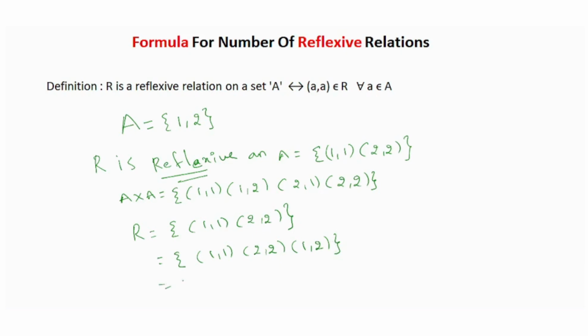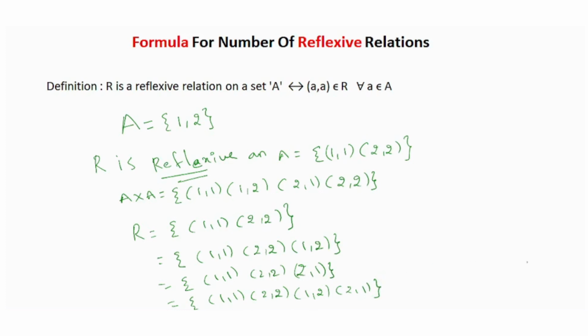Or else we can take (1, 1), (2, 2), and along with these two, can we take (2, 1)? Yes, (2, 1) also we can take. And along with (1, 1) and (2, 2), can we take both (1, 2) and (2, 1)? This is also a reflexive relation on A.